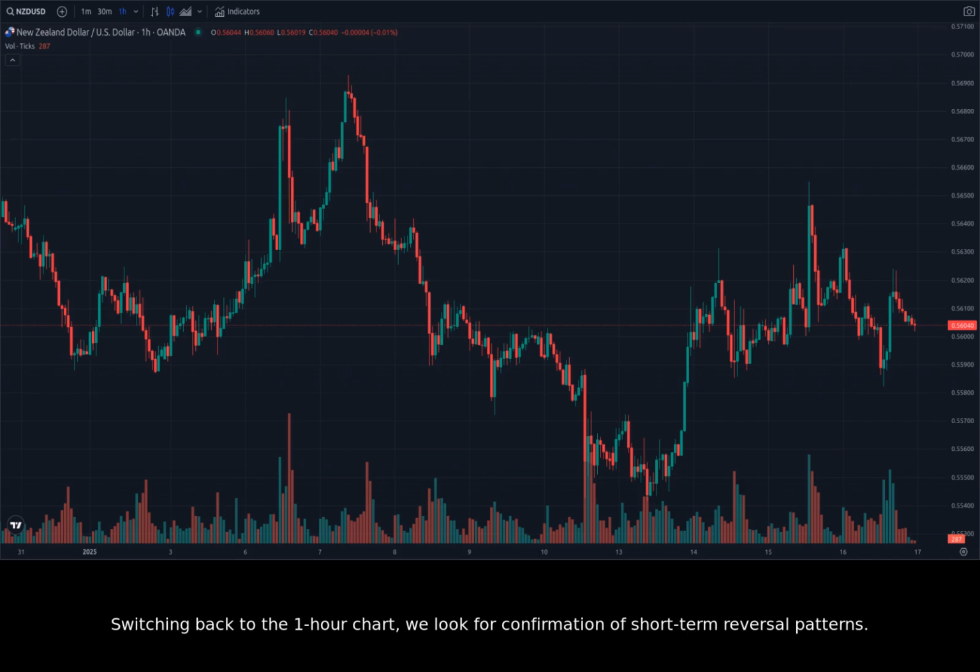Switching back to the 1-hour chart, we look for confirmation of short-term reversal patterns. Reversal patterns can often appear as head and shoulders formations or double top/bottom formations. However, in this case, the chart does not suggest a strong reversal signal. Instead, the price action suggests a continued bearish trend in the short term.